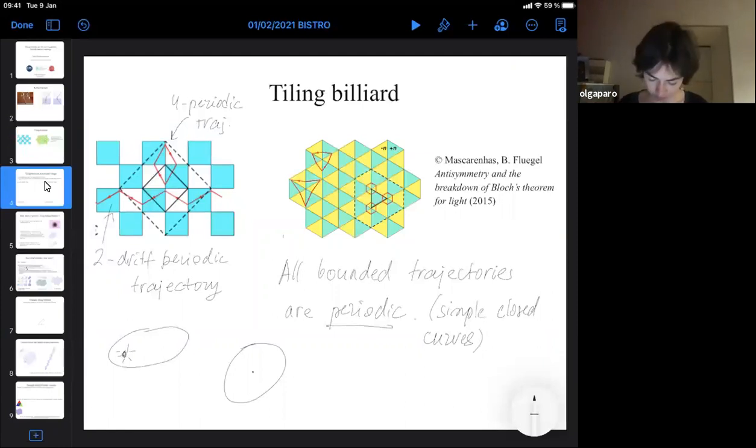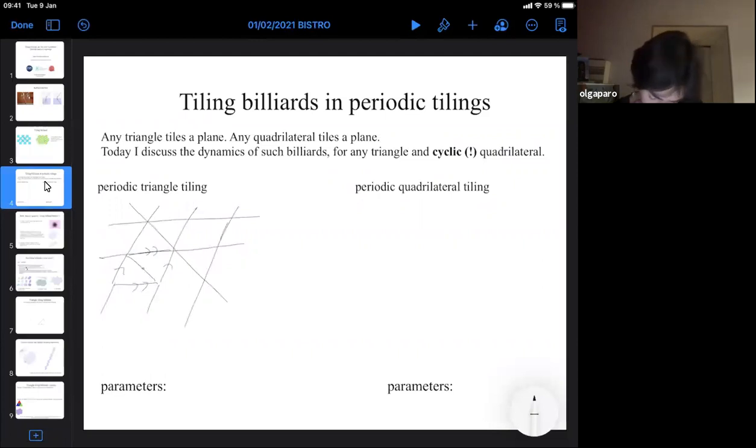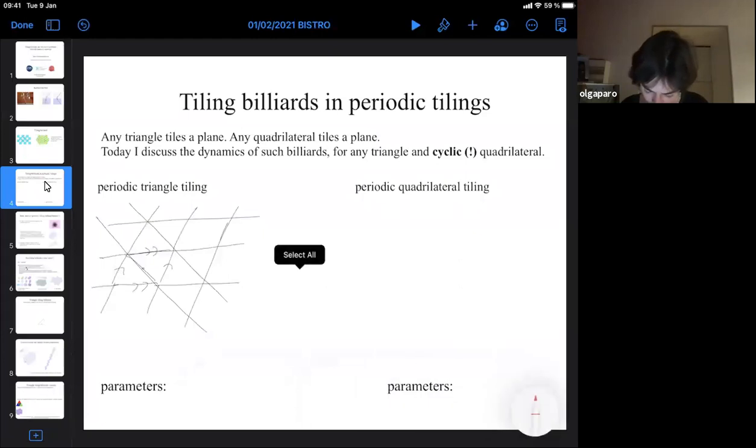So let me show you two tilings, two classes of tilings that I would like to discuss today. The one is a periodic triangle tiling. So we take any triangle and we take a symmetric triangle to it, and we tile with this fundamental domain, we can tile all the plane. So it's a tiling by what three families of equidistant parallel lines cut out on the plane. So this tiling, it has the parameters. What are the parameters? There are the angles of the triangle.